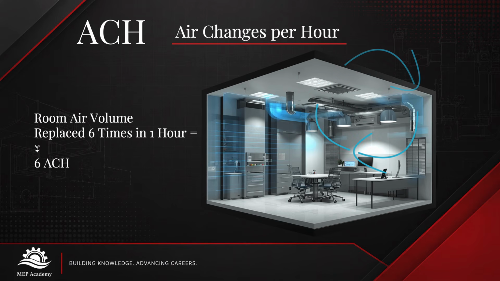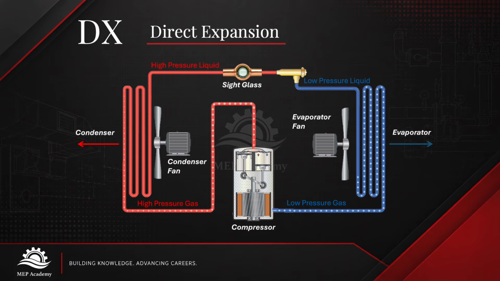It's commonly used when evaluating ventilation in hospitals, laboratories, clean rooms, and other specialty spaces. Next, let's move into some common heating and cooling acronyms you'll encounter on HVAC equipment schedules and piping diagrams. Number 21. DX, direct expansion. A DX system cools air by circulating refrigerant directly through a cooling coil.